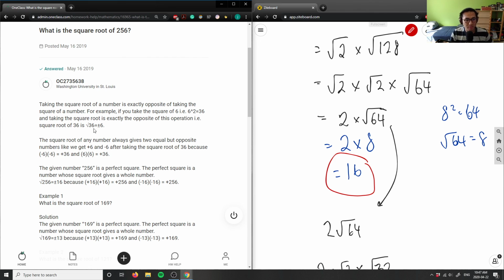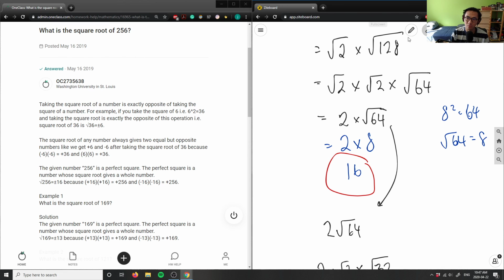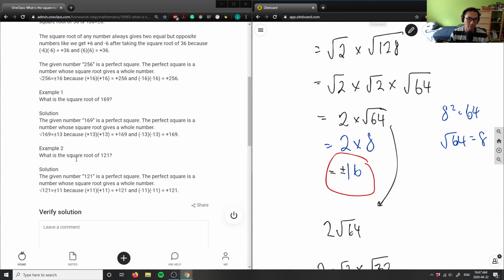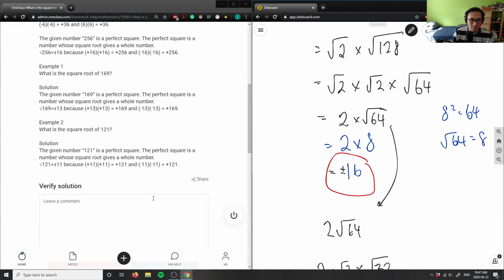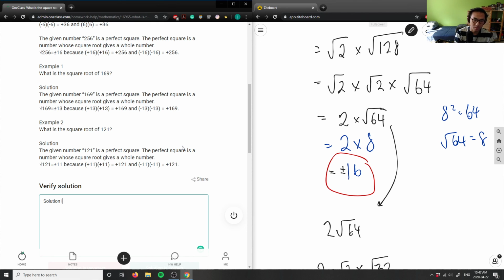So how did they solve this? Taking the square root of a number is exactly the opposite of taking the square of the number. They say the given number 256 is a perfect square, which is a number whose square root gives a whole number. It's actually plus or minus 16 if you want to be really specific, so let me write that down: plus minus 16. They did some other stuff here, but our solution is correct.